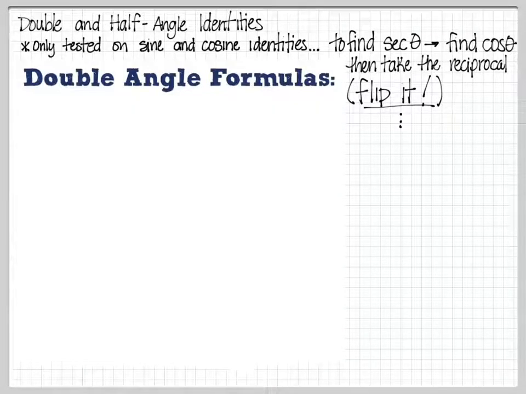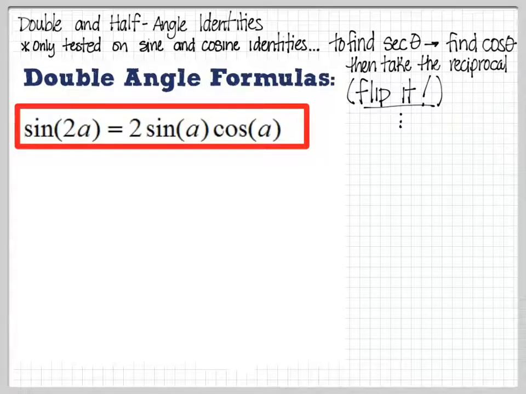Double angle formulas, which you have on the sheet. First one up is sine of a double angle. That equals 2 times sine of the angle divided by 2 times cosine of the angle divided by 2. Because if you think about this as just one angle, 2 alpha, and you divided that by 2, you would get just alpha.